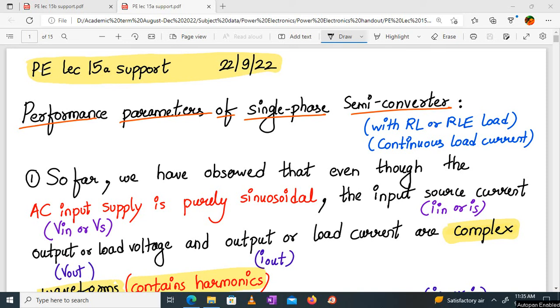So hello everyone, welcome to lecture number 15A. We are going to discuss today about performance parameters of single phase semi converter. Now we are considering RL or RLE load, and we are also assuming that we have a continuous load current. So under these circumstances, let us proceed ahead.